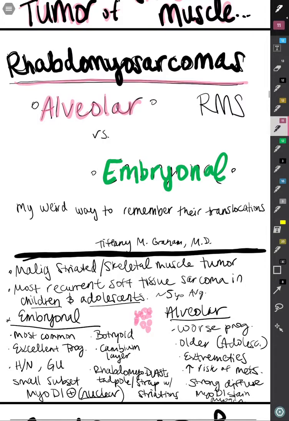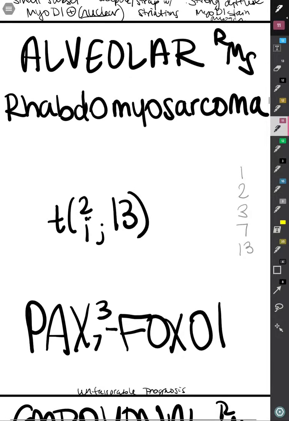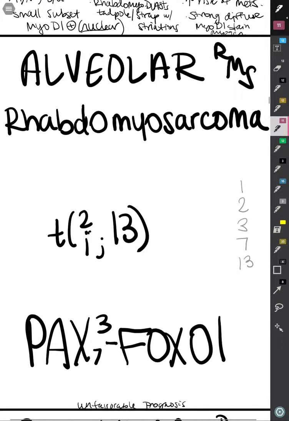So I'm going to start with how I remember alveolar because it's a little bit simpler. Now, alveolar rhabdomyosarcoma, there's a couple different things to note about it: it's associated with a translocation, and it can be with either chromosome 2 or 1, and both of these would be combined with your chromosome 13. And because there's these two different translocations, it's associated with the PAX gene, so it's either PAX3 or PAX7. So the most common one I put up here on top. So the most common is this 2 and your PAX3.